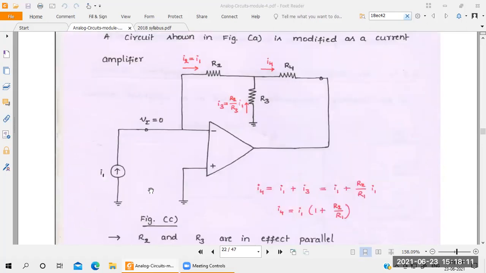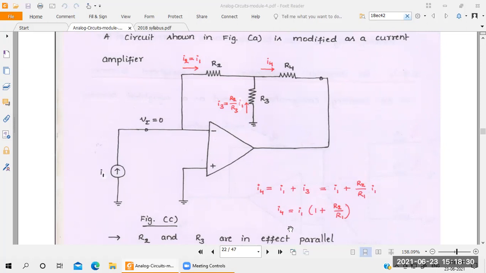Current amplifier means the input source is current. Okay, voltage amplifier, the input source is voltage. Like that you take here. Here, current amplifier means the source is a current source. So apply the current source for the inverting sign, the negative sign here.